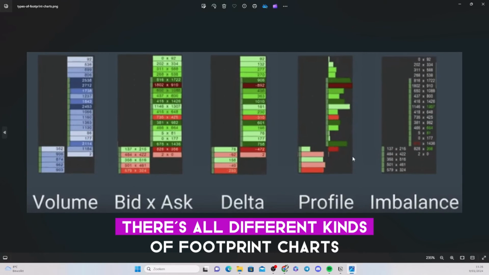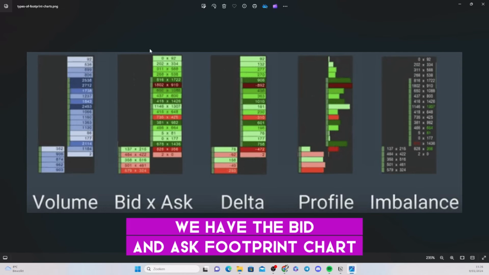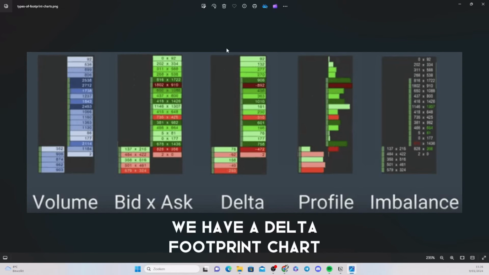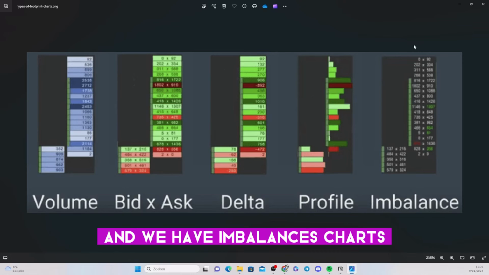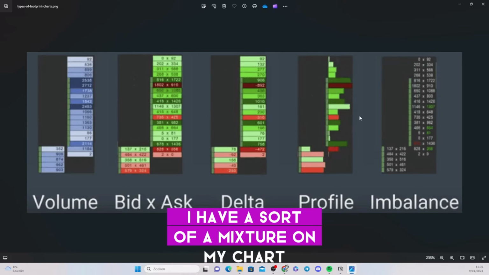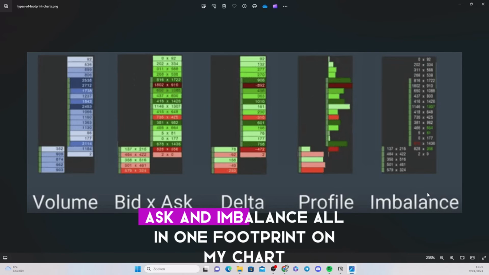There are all different kinds of footprint charts. We have a volume footprint chart, we have the bid and ask footprint chart, which is the normal chart. We have a delta footprint chart, we have a volume profile footprint chart, and we have imbalance charts. I have a sort of mixture on my chart. So I have the profile, delta, bid and ask, and imbalance all in one footprint on my chart.